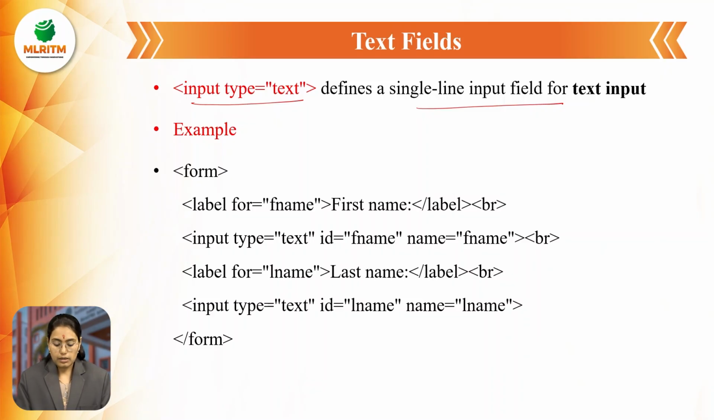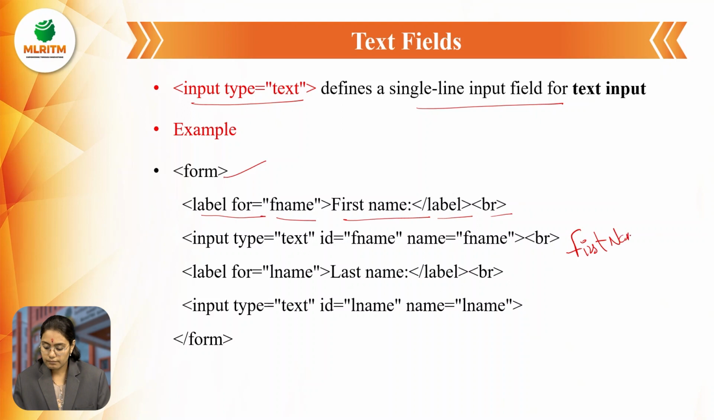Let's see with an example. Now open the form tag and label for, whatever field input we want, that we are going to initialize now, that is fname, first name. Label close, and br. So this label is initialized as first name, like this. To initialize this, we are labeling it as fname.